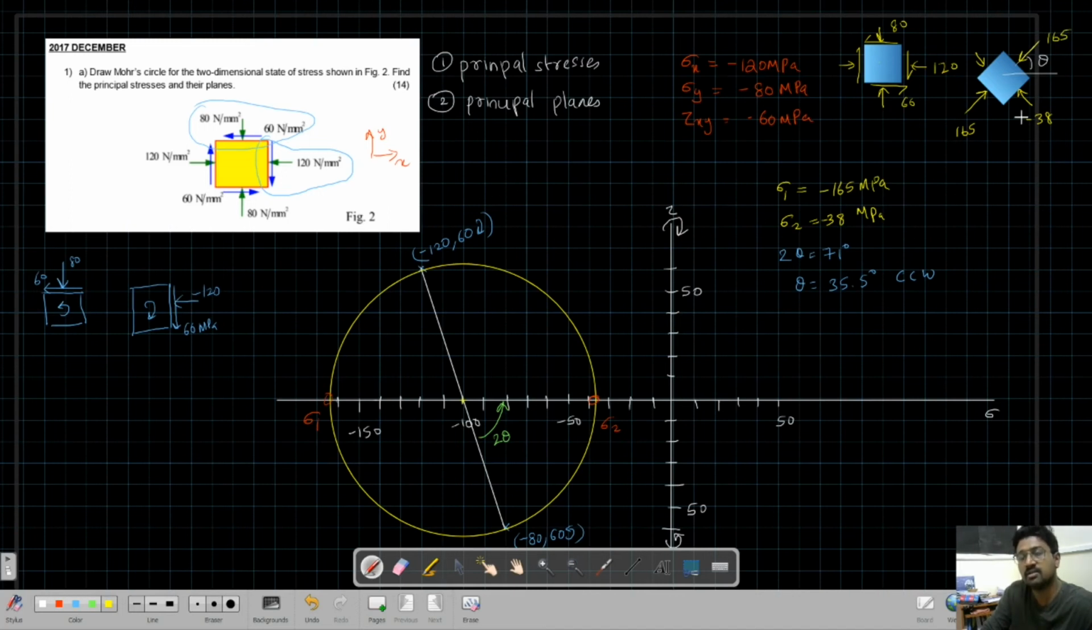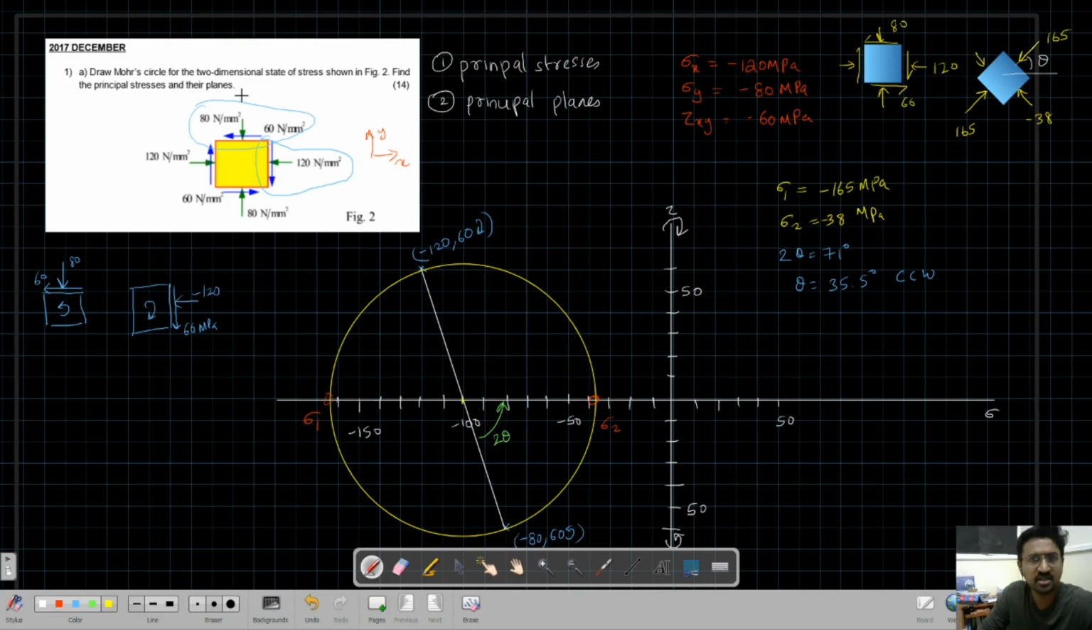Okay, and this is principal planes, so there is no shear stress, so shear stress will be 0. This plane was rotated by theta, so you can imagine this plane has moved here. When it is moved here, it has become sigma 2, so the stress in that plane has become 38 MPa. I hope it is clear. So this is how you solve this problem using Mohr circle.